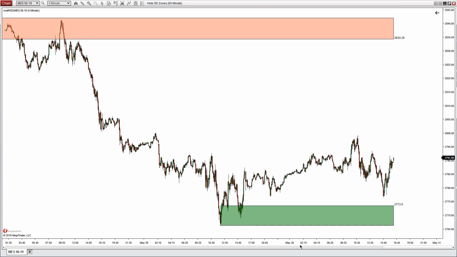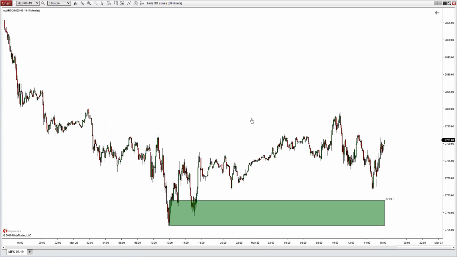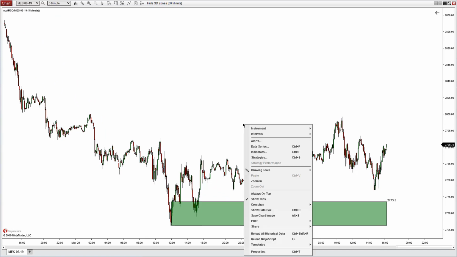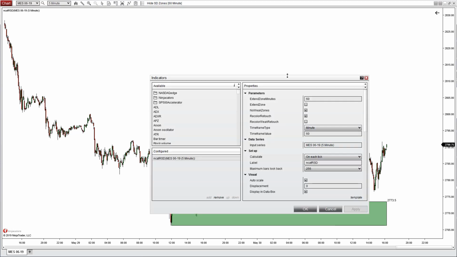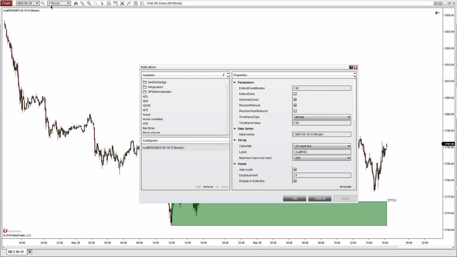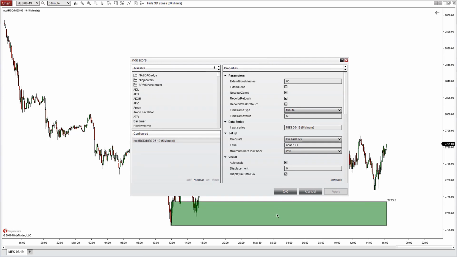It's very useful to have two time frames on the chart at the same time. I'm looking at 60-minute supply and demand zones, similar to looking at a 60-minute chart, but I'm actually on a 5-minute chart. So these are 60-minute supply and demand zones on a 5-minute time frame, and you don't have to flip back and forth between charts.